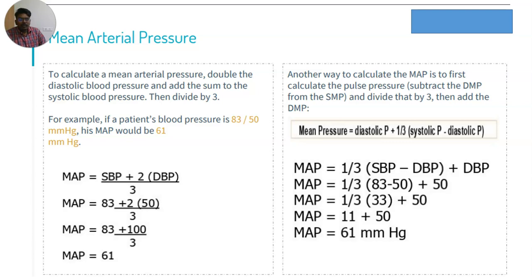To calculate the mean arterial blood pressure, there is a mathematical formula. Mean pressure is equal to diastolic blood pressure plus 1/3 of the pulse pressure. For example, if the blood pressure of the patient is 83 by 50 millimeters of mercury, then putting the values in the formula, his MAP would be 61 millimeters of mercury. As it is the average of the blood pressure and takes into consideration pulse pressure as well as diastolic blood pressure, it is an important parameter.